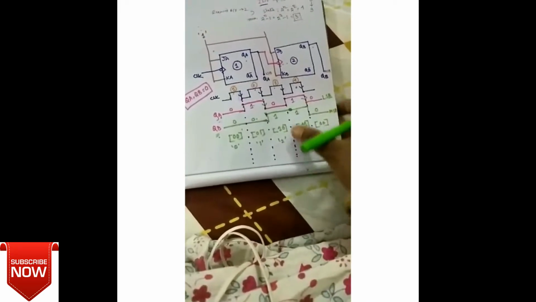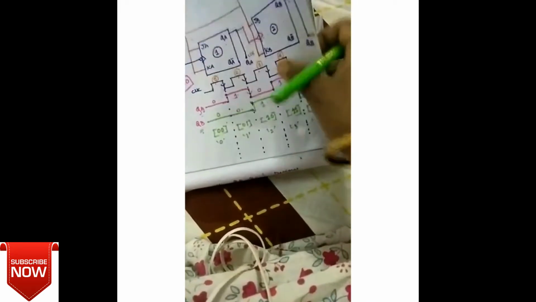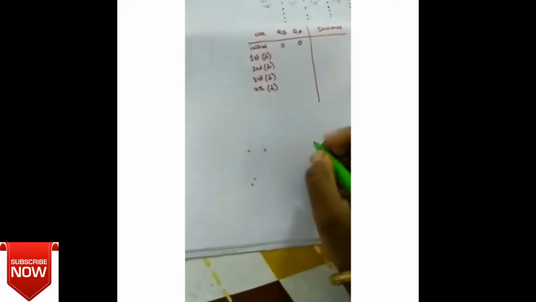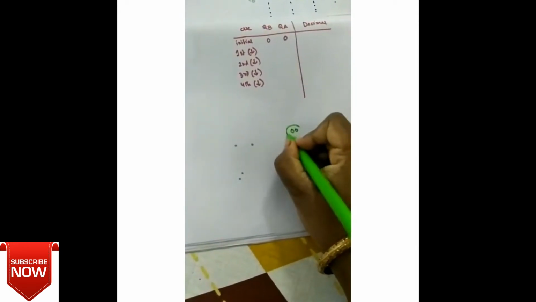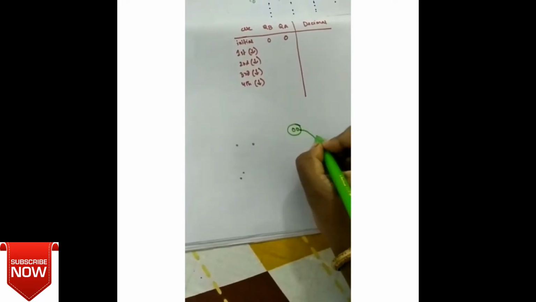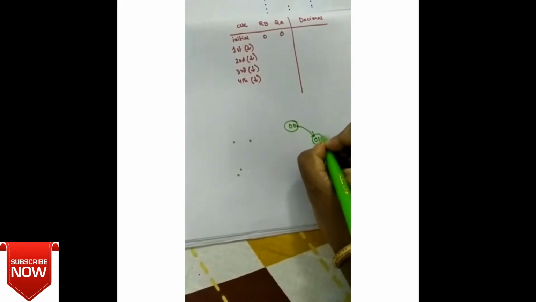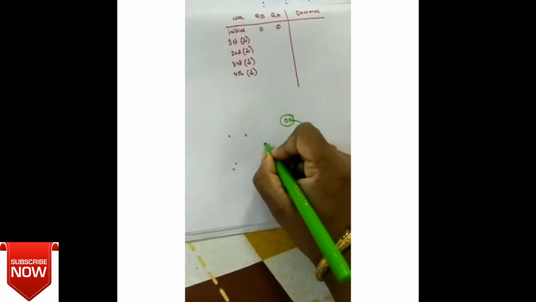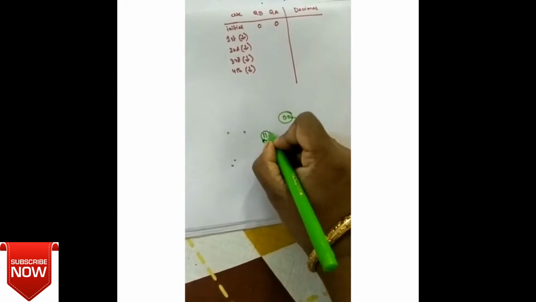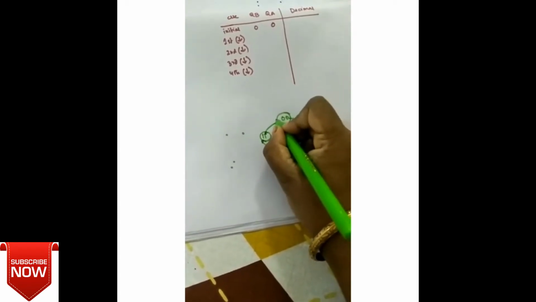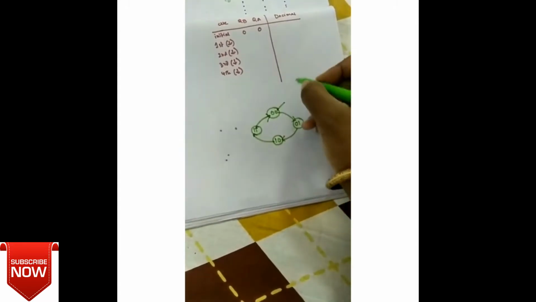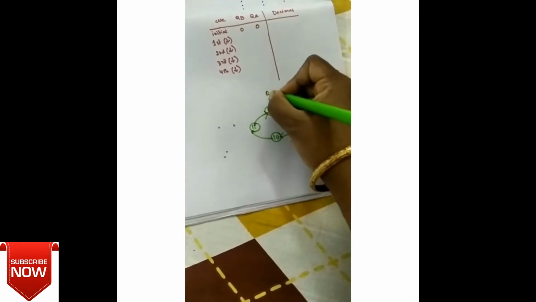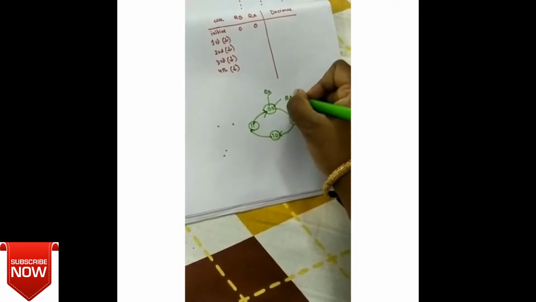So if we plot the state diagram, it will look like this: initially it is 0 0, after this it goes to 0 1, then 1 0, and after this it is 1 1, and after 1 1 it goes to 0 0 again. So this is your QB and this is your QA.